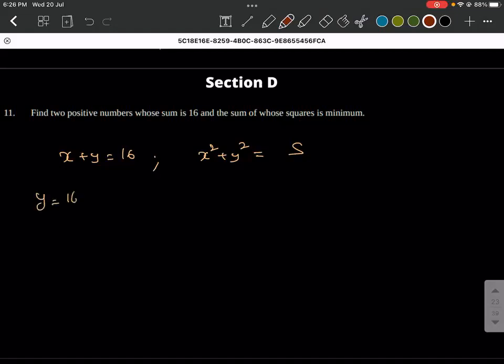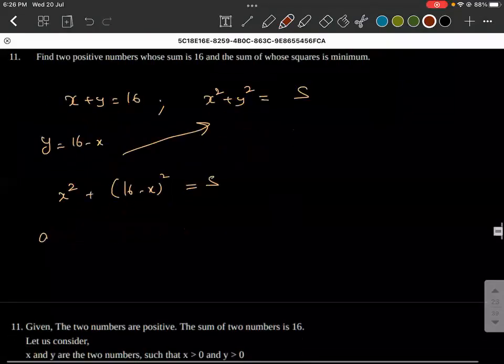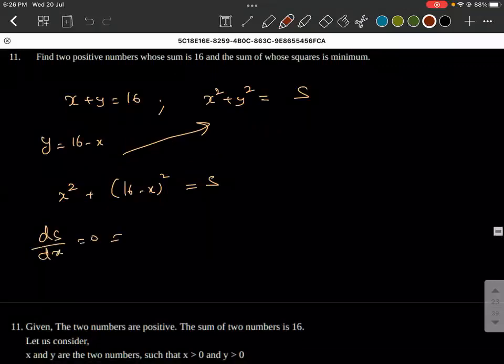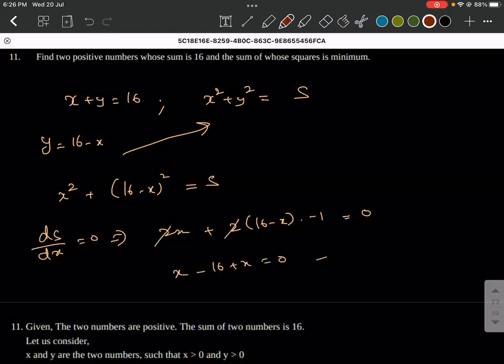Y is equal to 16 minus x. I'll take this and substitute it here. x square plus (16 minus x) the whole square is S. So what should happen? dS by dx should be equal to 0. So I'll get 2x plus 2 into (16 minus x) into minus 1 is equal to 0. So 2 will get cancelled. x minus 16 plus x is equal to 0, which implies 2x is equal to 16 and x will be equal to 8.